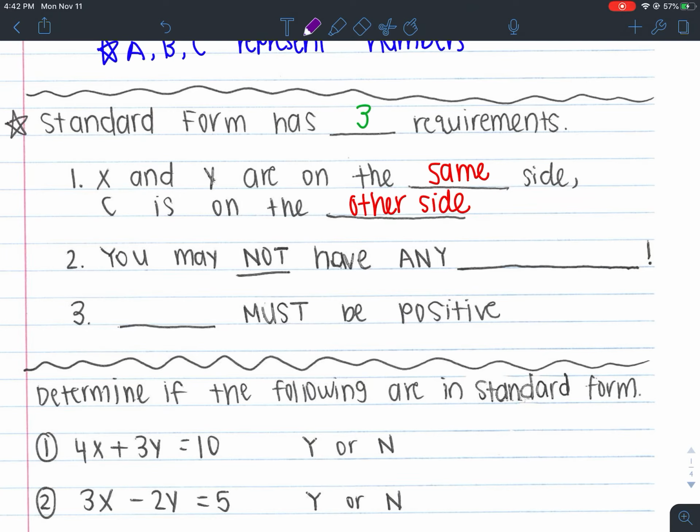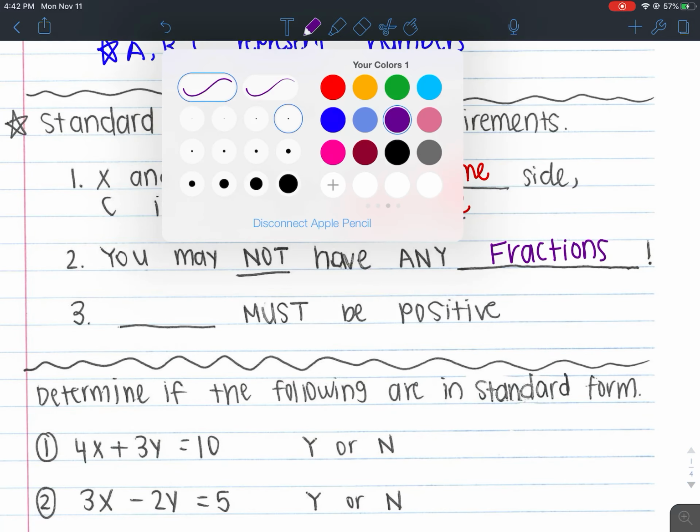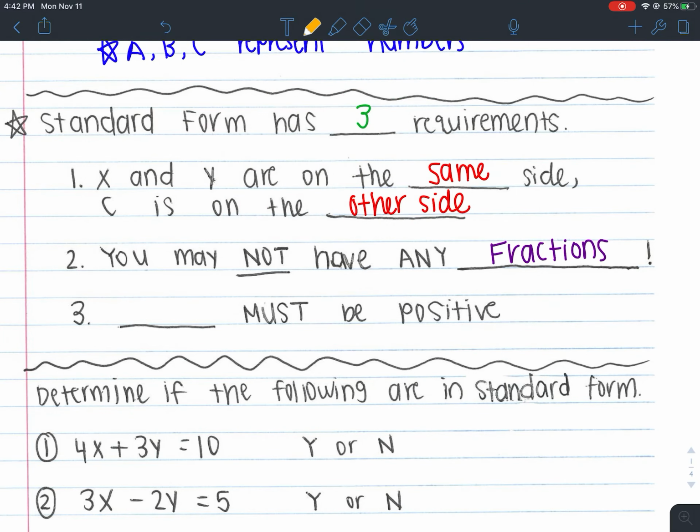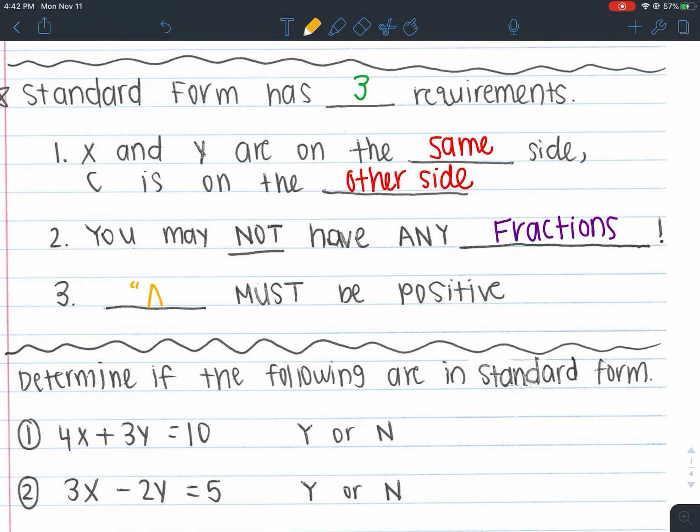The second thing is that you may not have any fractions. That doesn't mean we're not going to be dealing with fractions. It means we don't want fractions in our final answer. So if there are fractions, we're going to have to get rid of them. The last requirement is that a must be positive. Whatever your a value is, it needs to be a positive number, okay?